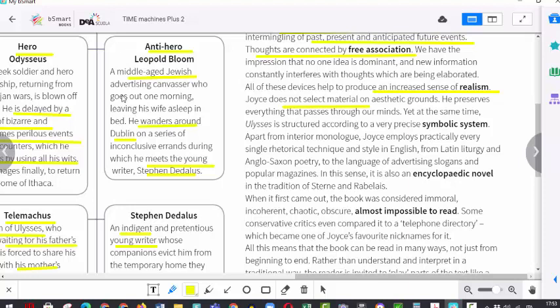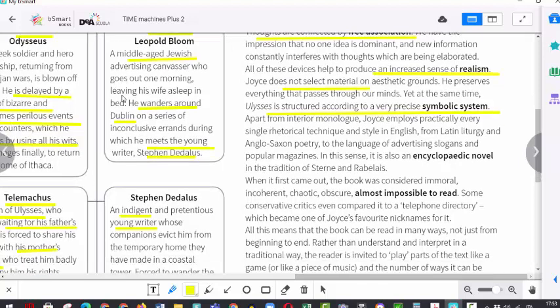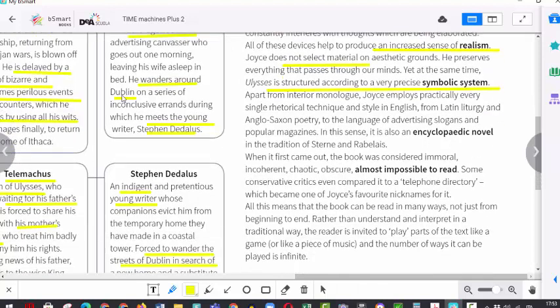But the structure is given by the symbolic system that he created, since he uses all techniques and styles in English, from Latin liturgy and Anglo-Saxon poetry to the language of popular magazines. And because of this, it is also called an encyclopedic novel, similar to Sterne and Rabelais.